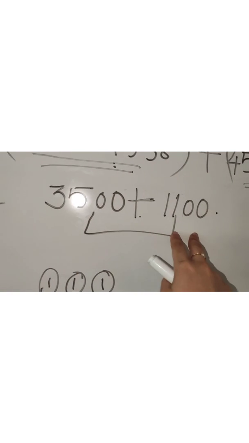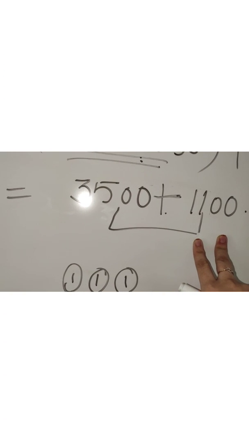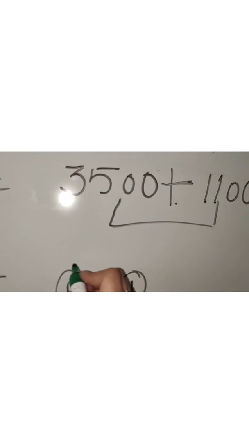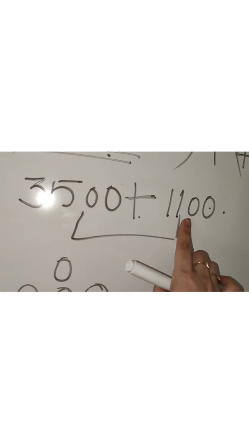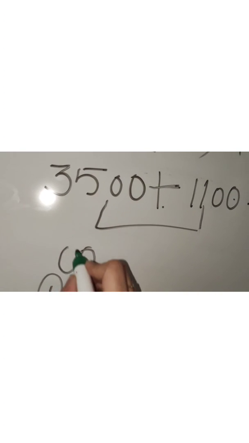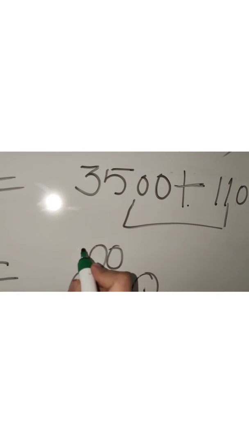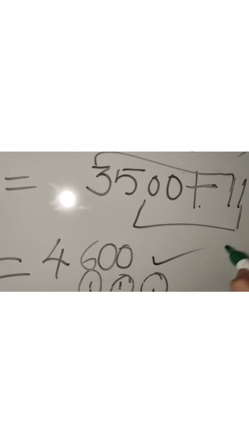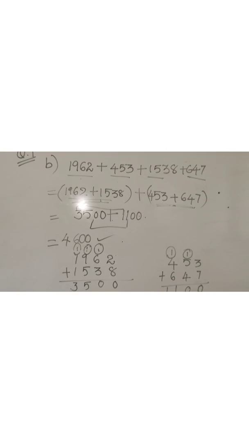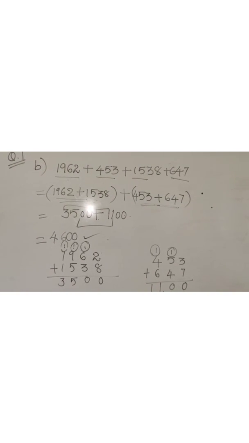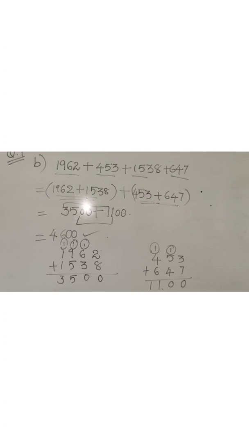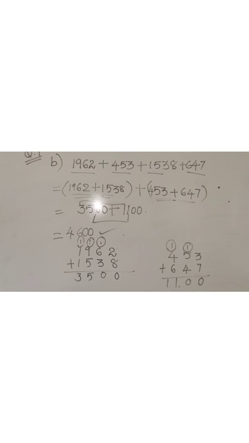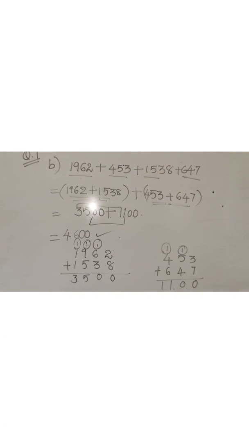So 3500 plus 1100. Shall we do it directly? Let's do that. 0 plus 0, 0. Then 0 plus 0, 0. 5 plus 1, 6 and 3 plus 1, 4. So what's our answer? 4600. So this is how we can solve this sum. I hope you understood properties for addition as well as sums. So now you can note it down easily.